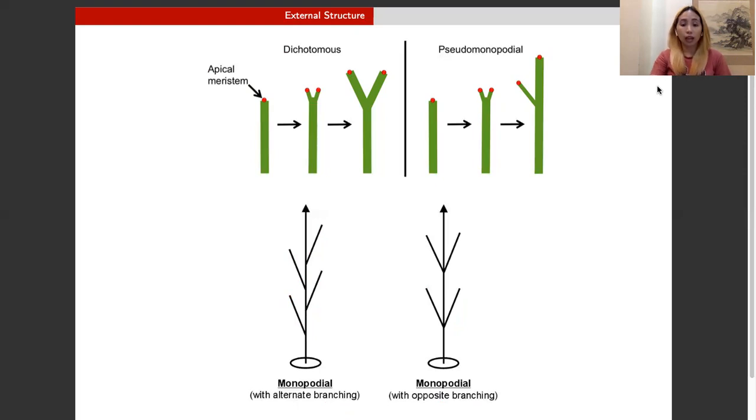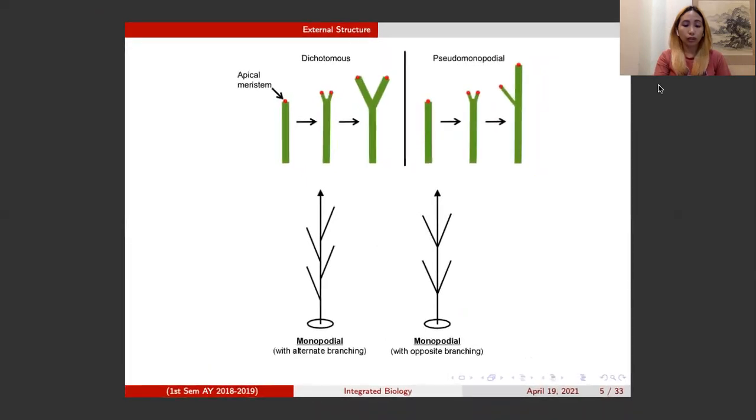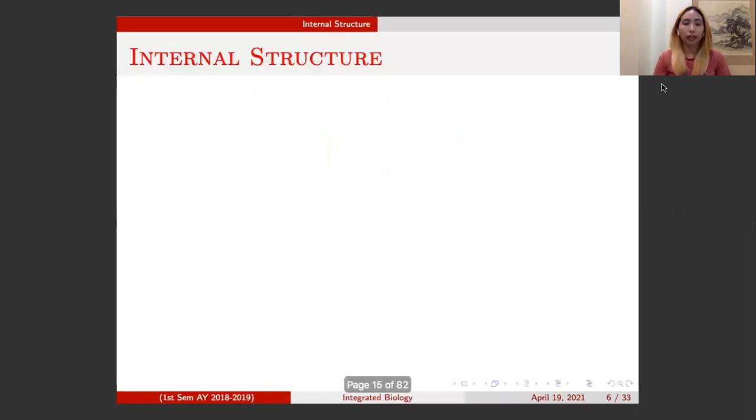Okay, so that ends our discussion on the external structure of plants. Okay, finish. All right. So moving on to the internal structure of plants. So what we're going to do here is we're going to discuss first the primary state of growth, followed by the secondary state of growth.